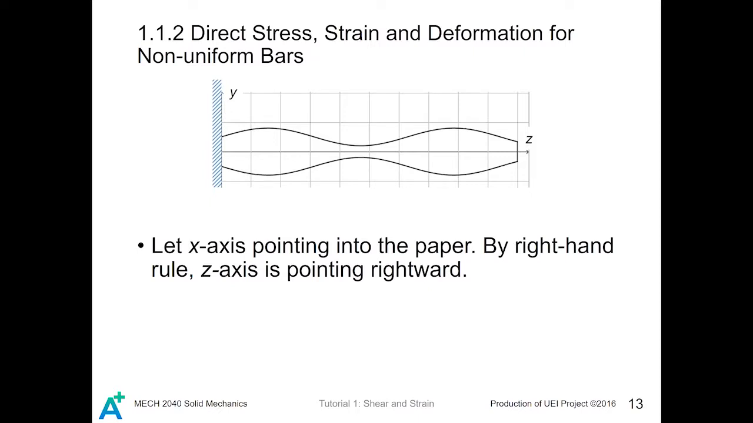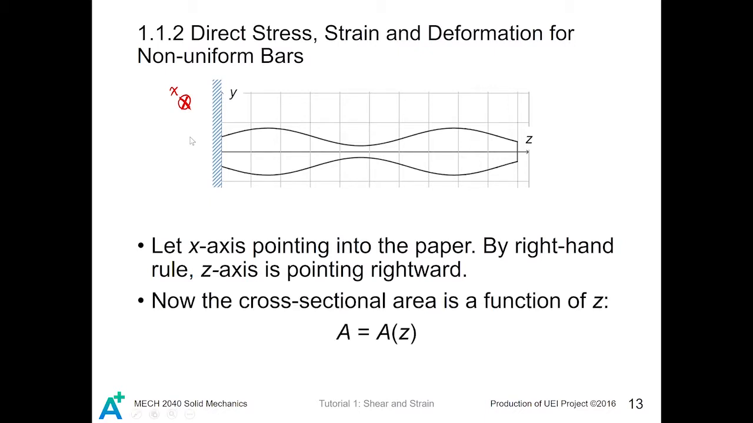Let's see this beautiful curve. So let the x-axis point into the paper. By the right-hand rule, still remember that when we construct the 3D space coordinate system, we use the right-hand rule. So x is pointing into the paper, y is pointing upward. Then the z-axis will be pointing rightward, right?